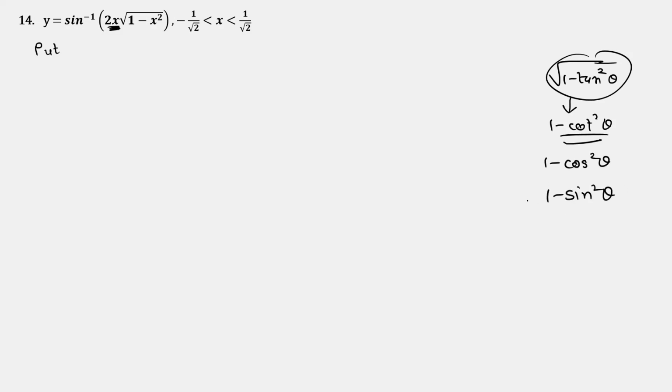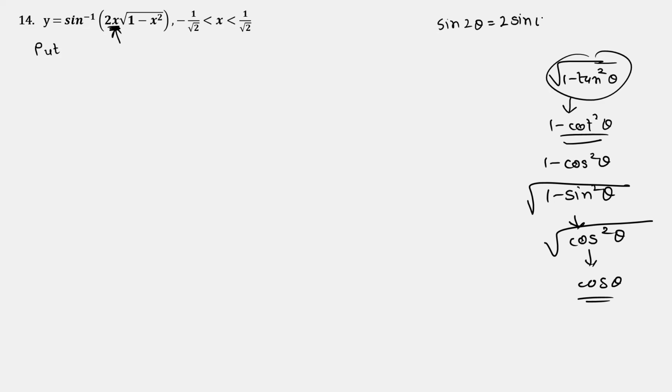If we could make it like this, it will be under root of cos square theta, which will turn to cos theta. So that under root part can be converted into cos theta if you choose x as sine theta. If you take x as sine theta, 1 minus sine square theta is equal to cos square theta. And 2x, since you already have x as sine theta, gives 2 sine theta into cos theta, sine 2 theta. That formula will be used, if you remember, sine 2 theta is equal to 2 sine theta into cos theta. We used it today also.